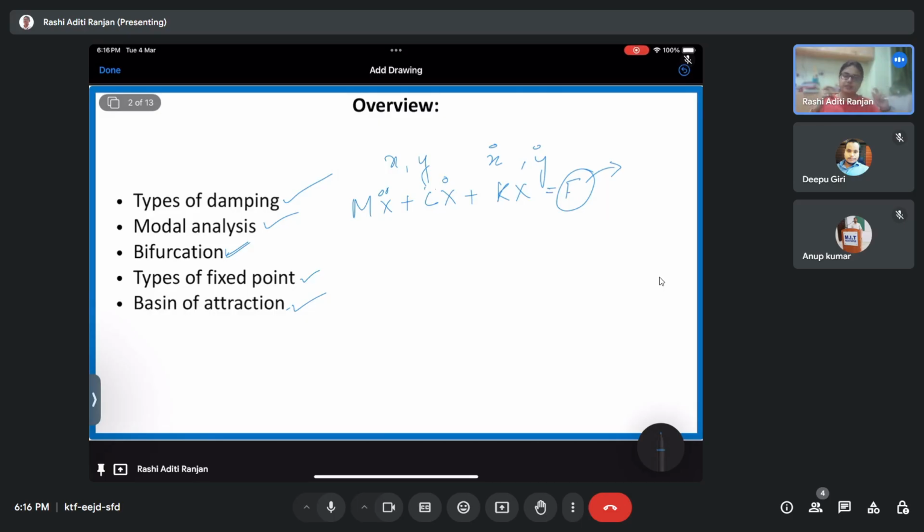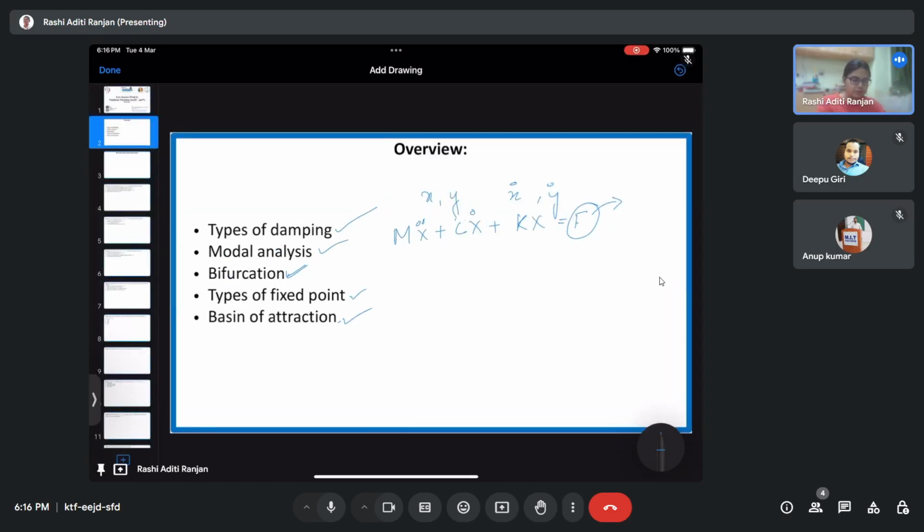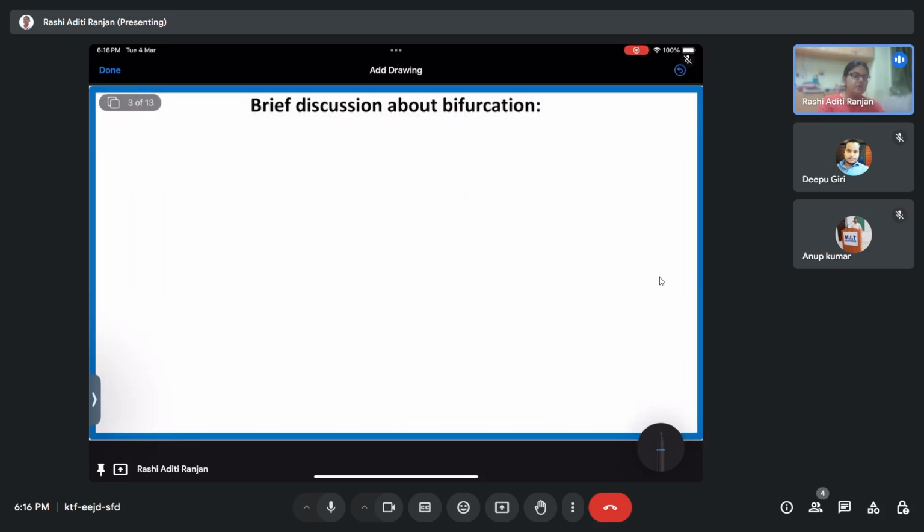Okay, so all these things were discussed, and so I have taken the questions which would be helpful for solving the assignment problems. Okay, before that, I'll try to give a brief discussion about bifurcation. Although we have already done the static bifurcation case, I will try to give a brief idea, because then we'll take up the questions in that form.